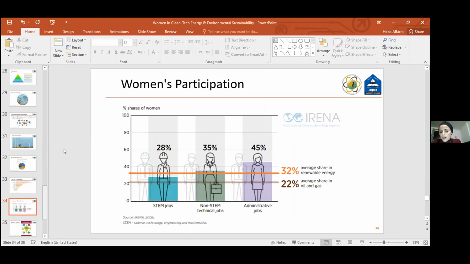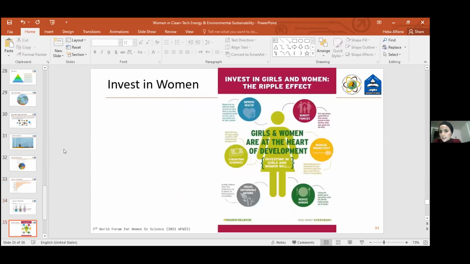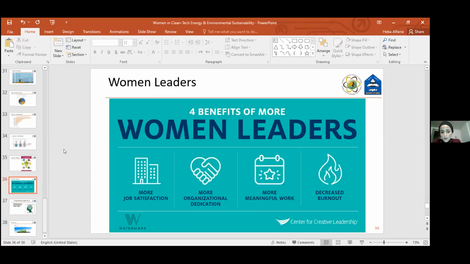So now 35% of women are working in the renewable energy sector, and we hope to increase these numbers day by day. So we need, at the end, to conclude, to invest in girls and women to achieve our sustainable development goals, to find job satisfaction for women, to raise the performance of the organization through empowerment, and also through educational levels.